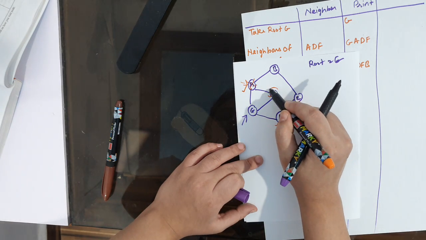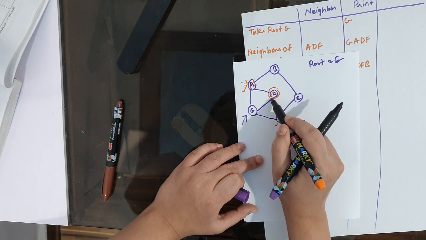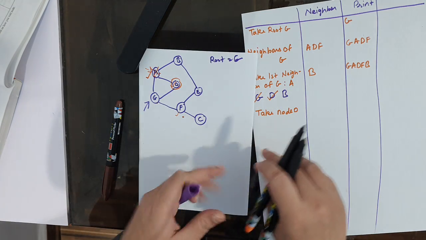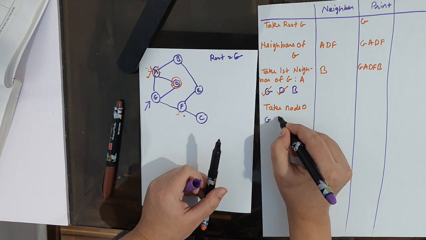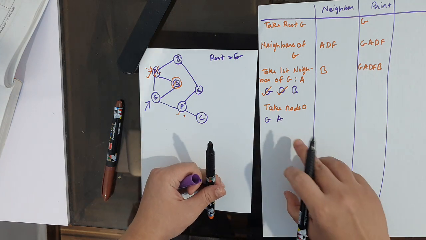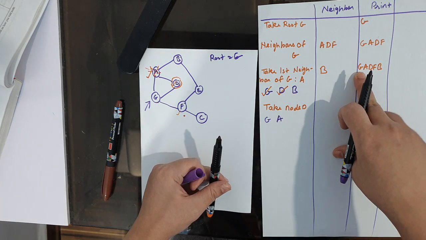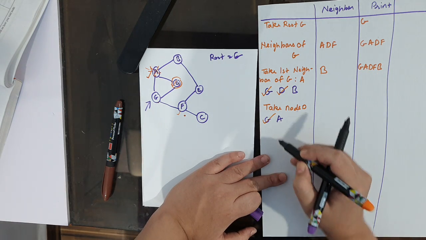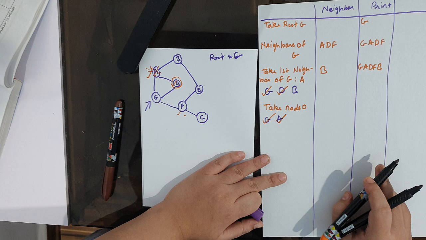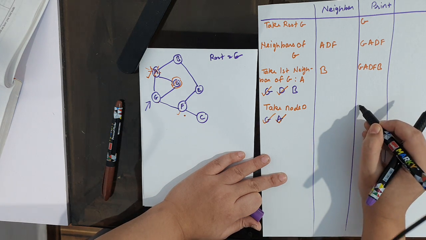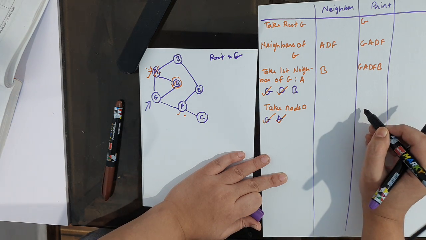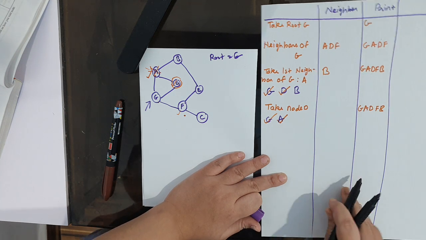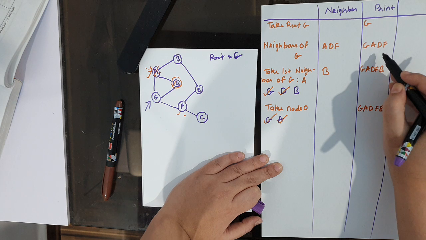So we are now over here on D. Neighbors of D are nothing but G and A. So let's mention it out here, G and A. But if you notice, G is already printed, it's already visited. And A is also already printed, already visited. So we don't have to consider anything. So our list after visiting D and exploring the neighbors of D will remain the same.